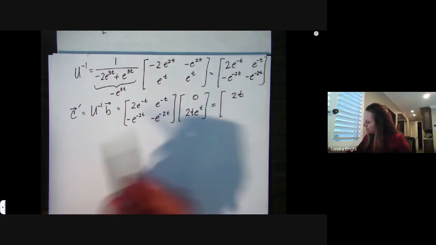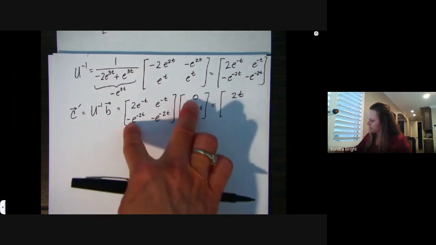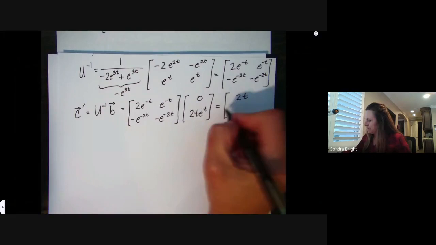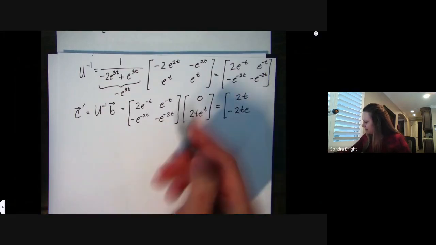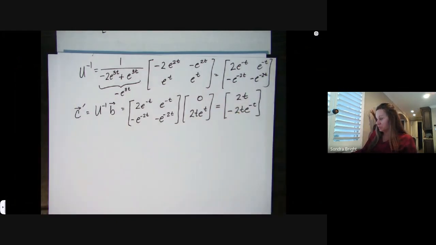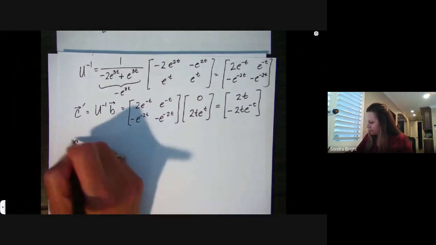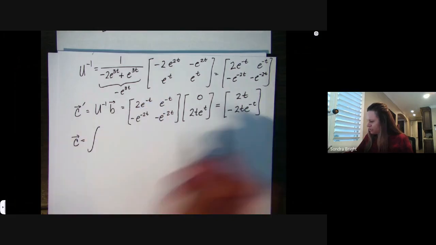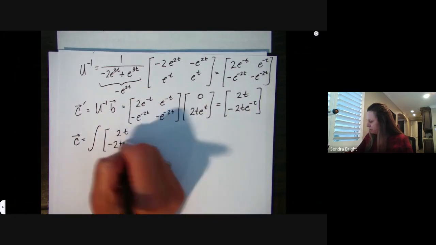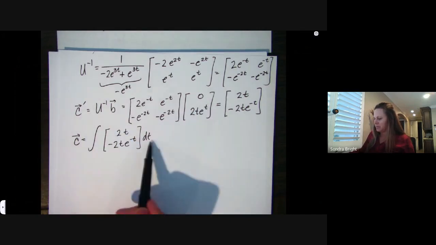Do row 2 times this column. It would be this times 0, but then plus these two multiplied together, which will give you a negative 2t e to the negative 2t plus 1t is a negative t. All right, so that's C prime. It's the derivative. So to find C, you've got to integrate this matrix, which just means you're going to integrate the top line with respect to t, and integrate the bottom line with respect to t.